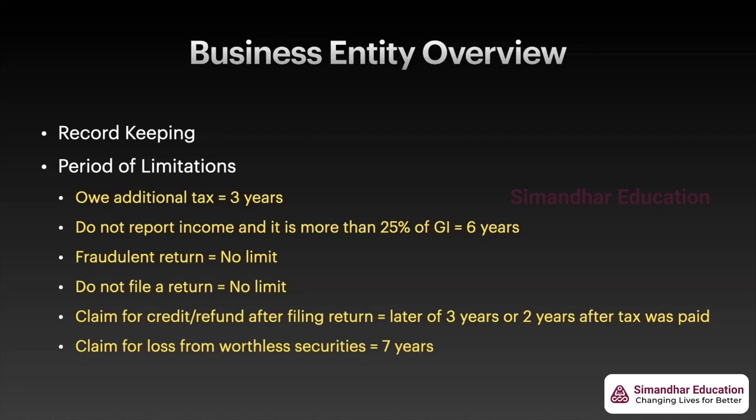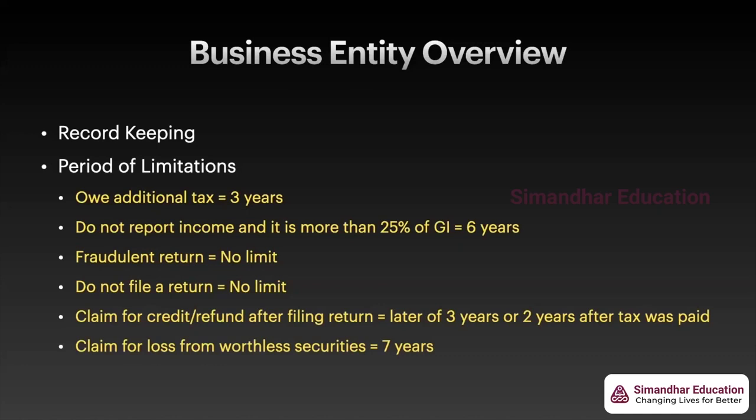In cases where you're claiming a credit or refund after filing the return, right, there might be instances where you realize that you probably could have claimed a certain deduction and taken the benefit on your tax return. Obviously, you will go back and amend your return. So in cases like those, the IRS can go back for a later of 3 years from when the return was filed, or 2 years after the tax was paid, whichever is later.